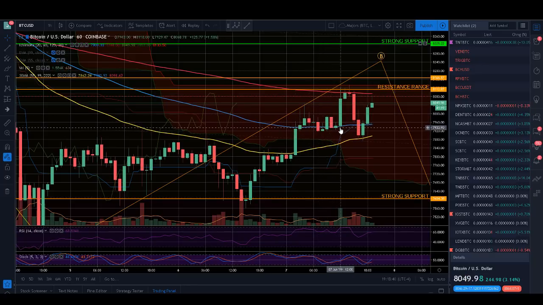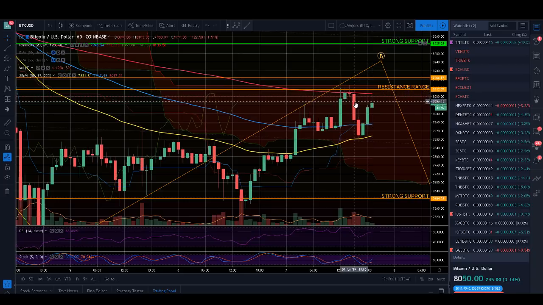Then we finally get back above that 99 EMA, and on that move up, we get rejected exactly at the 222 EMA. Over here, we have a wick that spikes up slightly, but for the most part, these three candles in a row are limited to maxing out right at that 222 EMA. And then look at the most recent candle right here. Again, got rejected at the 222 EMA.